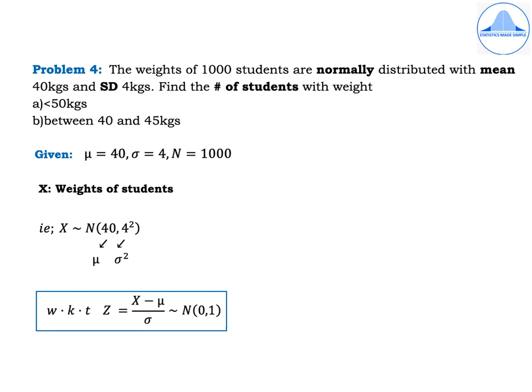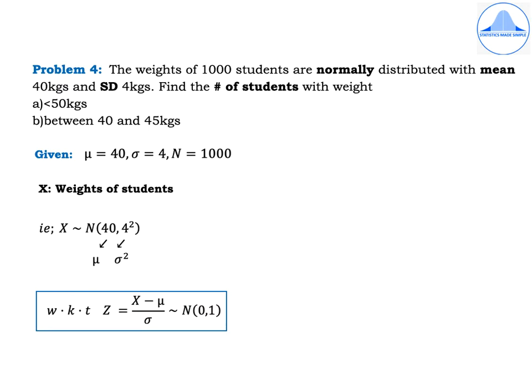Problem 4. The weights of 1000 students are normally distributed with mean 40 kgs and standard deviation 4 kgs. Find the number of students with weight, first subdivision, less than 50 kgs, second subdivision between 40 and 45 kgs. A problem of this kind usually is asked as a 5 marker in the exam.